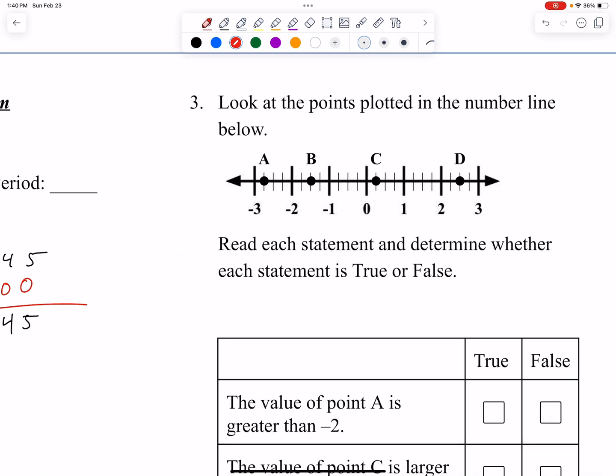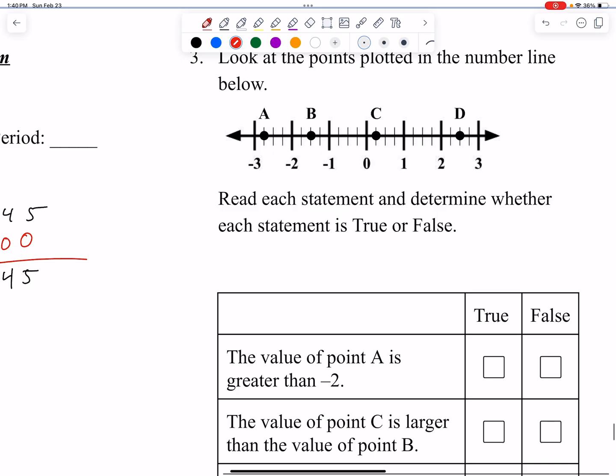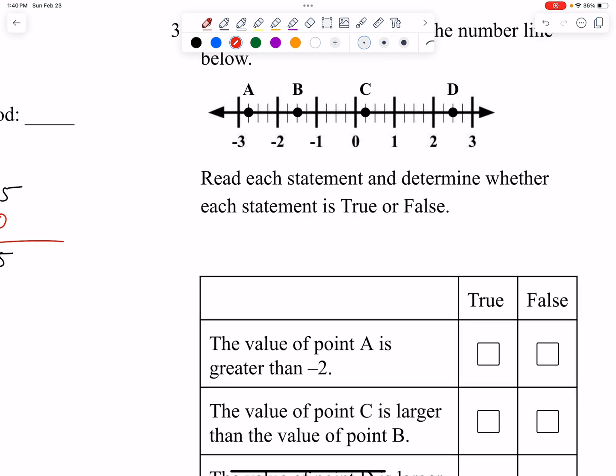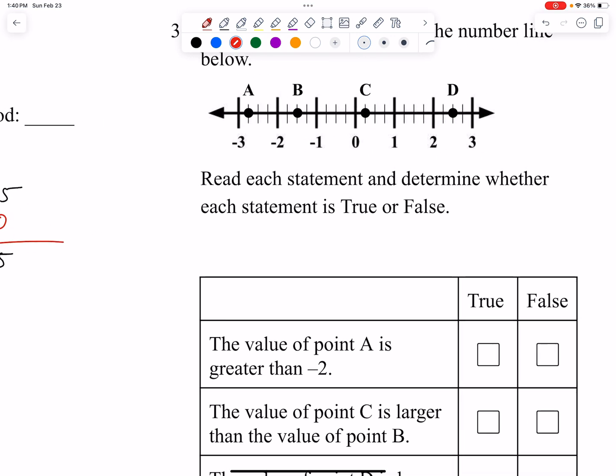Number 3, look at the points plotted. Oh, sorry, I'm gonna read this. I'm getting ahead of myself. Look at the points plotted in the number line below. Okay, I see a bunch of whole numbers. And they cut those whole numbers into parts. Ew, that's fractions right there. Read each statement and determine whether each statement is true or false. Okay, no problem. The value of point A, so let's do one thing at a time here.